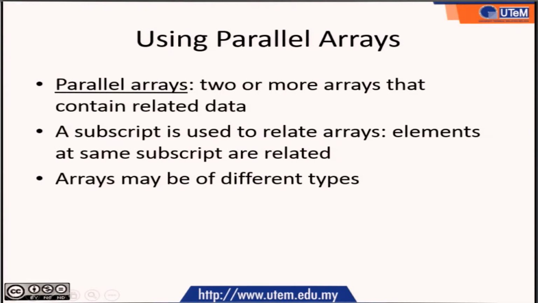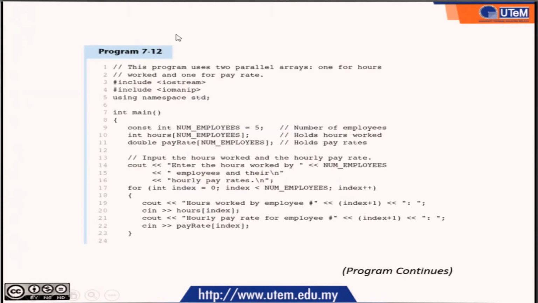Parallel arrays means that we have two or more arrays that contain related data. A subscript is used to relate the arrays, which means the elements at the same subscript are related. Arrays may be of different types. One might be character and another can be an integer.